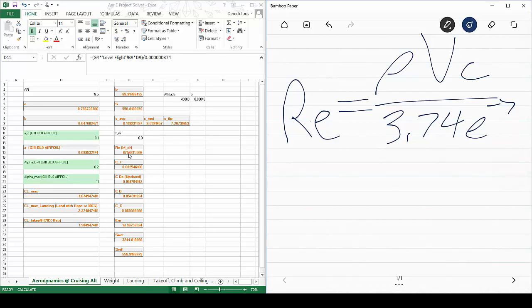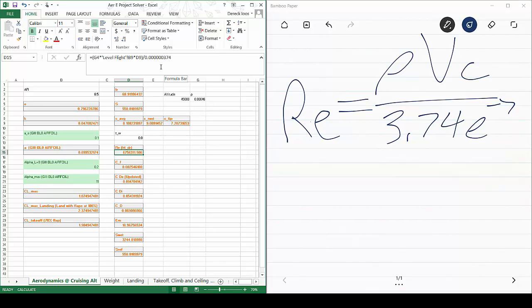So as you can see, our Reynolds number comes from G4, which is our rho value, times level flight B9, which is equal to my drag rise Mach value, and then D9, which right here is our average chord, divided by 3.74 times 10 to the negative 7th.